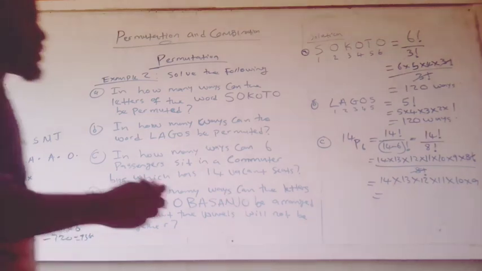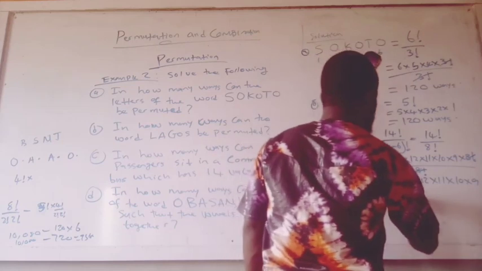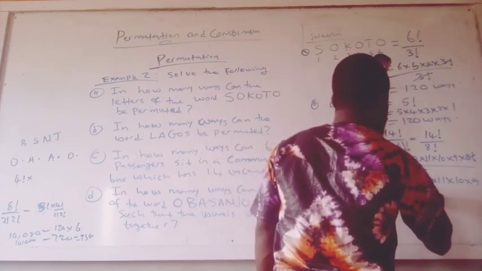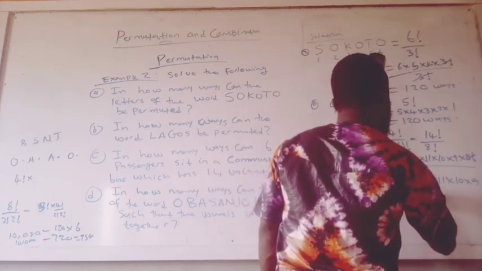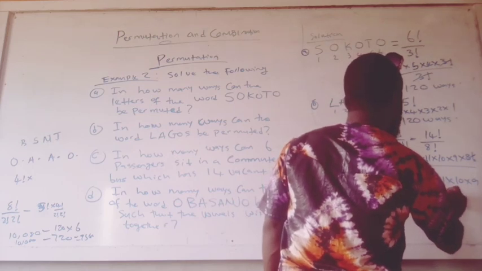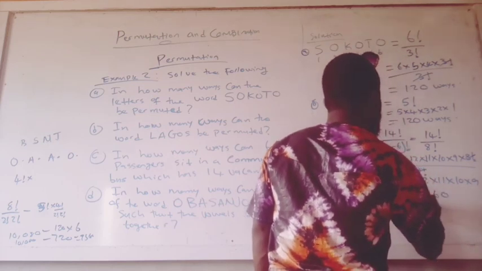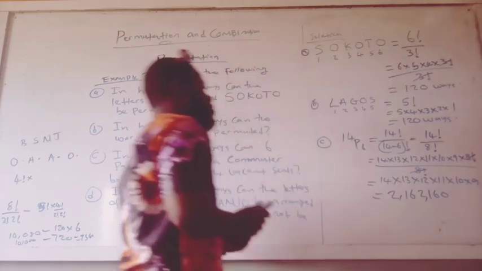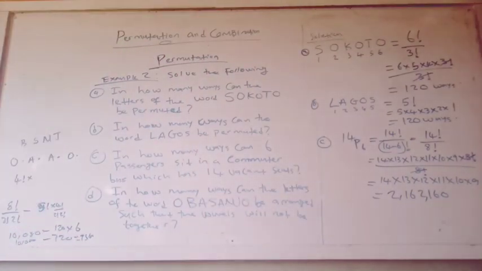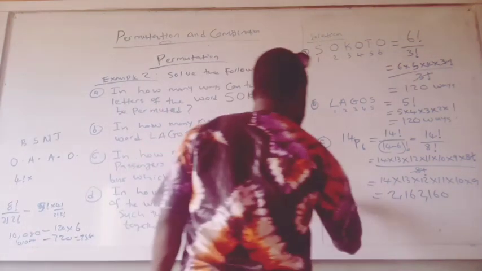So if you do that, that will give you 2,162,160. So that will be your answer. Then let's go to the D part.